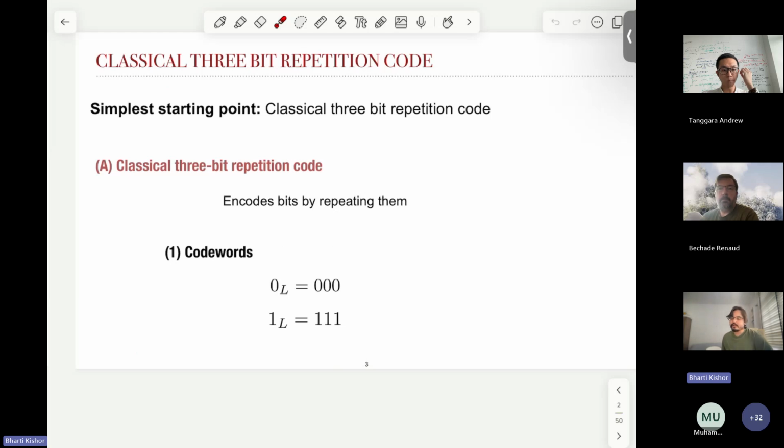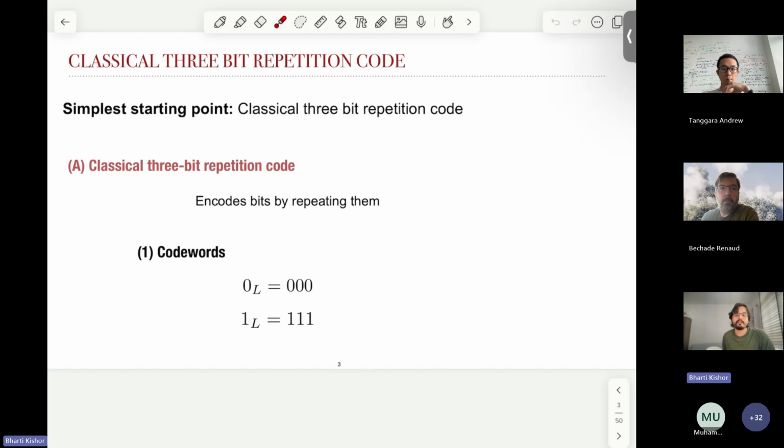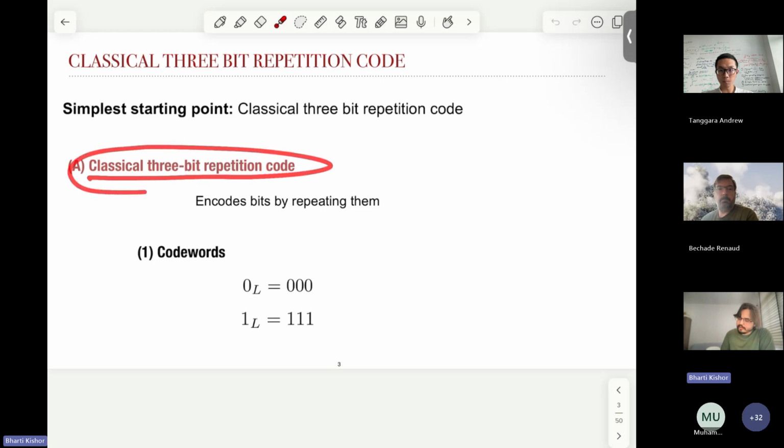Okay, so let's start from the classical 3-bit repetition code. Before talking about quantum error correction, one should talk about classical error correction. It has a rich history, it's a very well developed subject, and lots of interesting work is still going on. I really don't plan to cover even a very small fraction of it, but I will talk about the classical error correction that is relevant for what we are going to talk about today. So let's talk about the classical 3-bit repetition code.